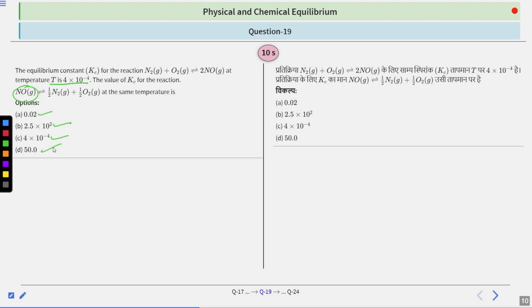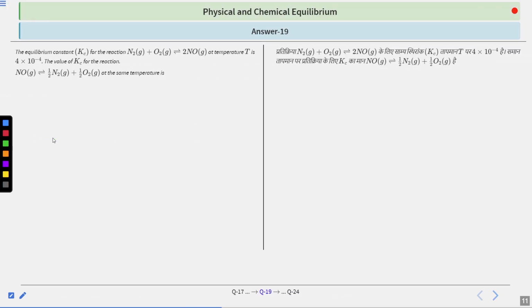So you have some time to solve this question. Your time starts now. Okay, your time is up. For those who have solved it, the correct answer is D, 50.